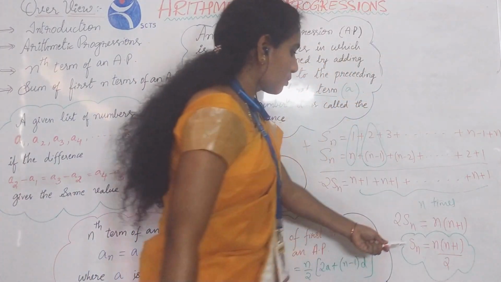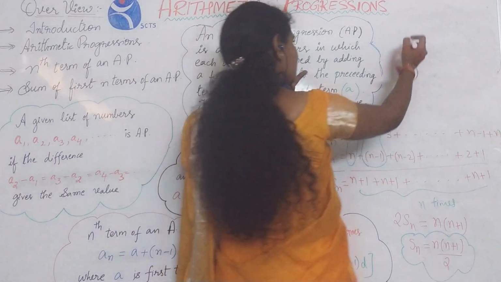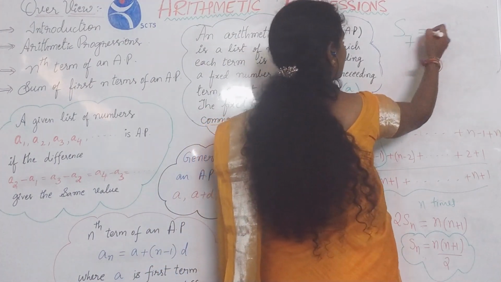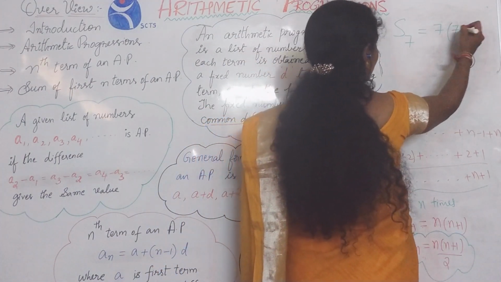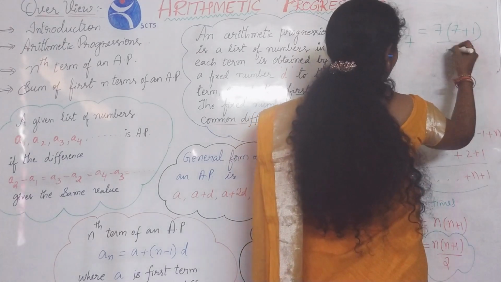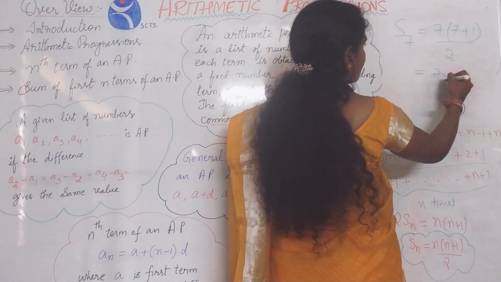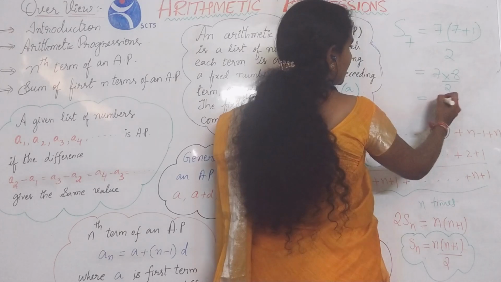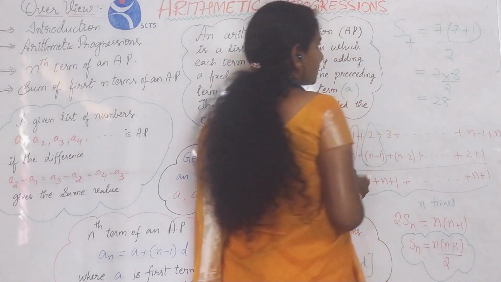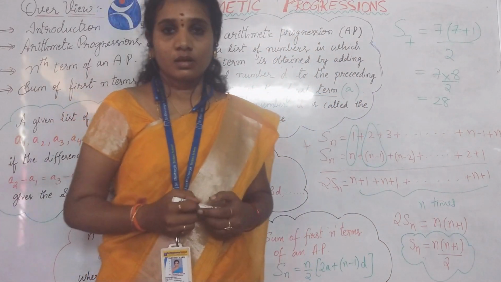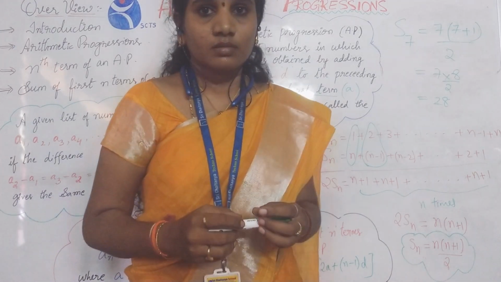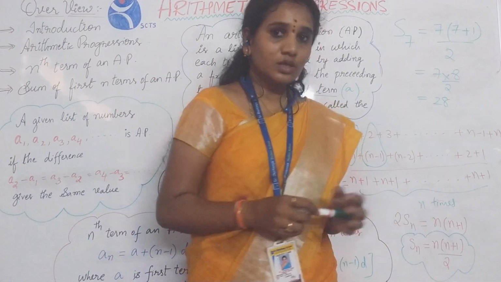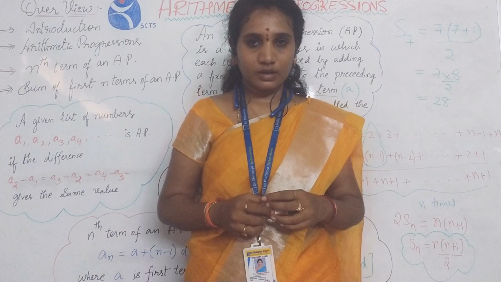So, as we know, the sum of n natural numbers is n into n plus 1 by 2. Here we are calculating the sum of 7 natural numbers. Put n is equal to 7. So 7 into 7 plus 1 by 2, that is 7 into 8 by 2, which is 7 into 4, that is 28. This is the activity and the verification for the sum of n natural numbers.